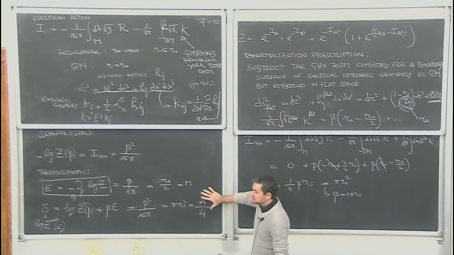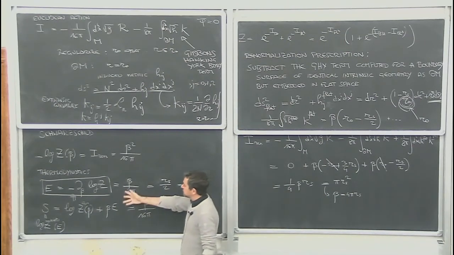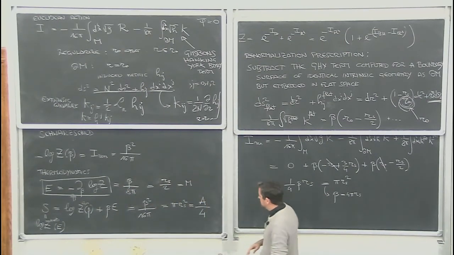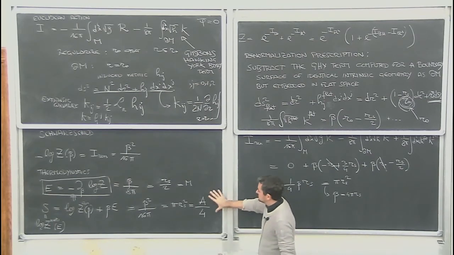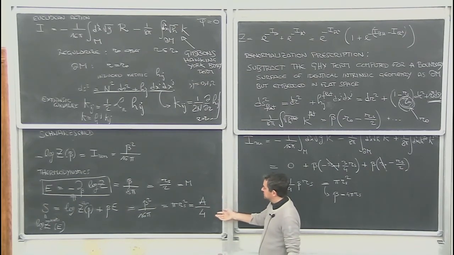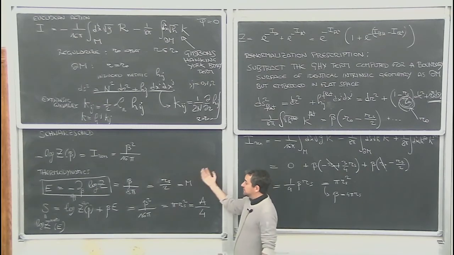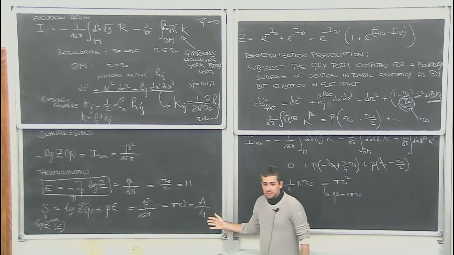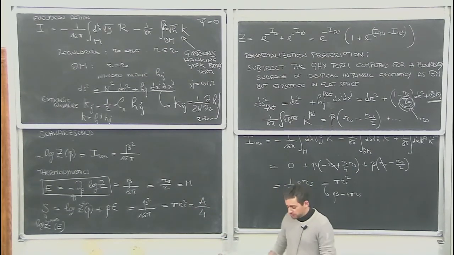Again, there is consistency with thermodynamics, but the way the thermodynamical partition function is derived is different from what we have seen. And again, we see that this is coming out consistently. And if you repeat this in many other cases, it's always the same, A over 4, that you get.